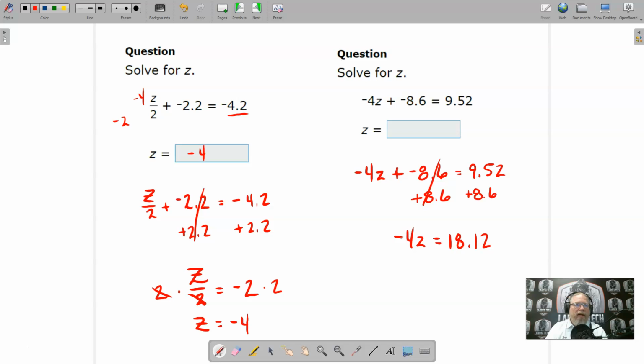Now I need to divide by the number I wish to get rid of, which is negative 4. And what I do to one side, I'm going to do to the other. The negative 4's cancel each other, leaving me with z. And then whenever I divide 18.12 by negative 4, that's going to give me a value of negative 4.53. So our solution is negative 4.53.